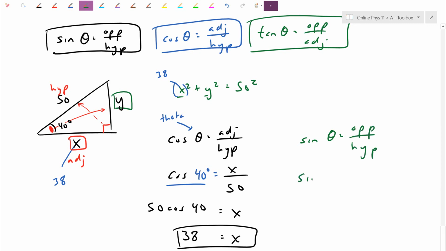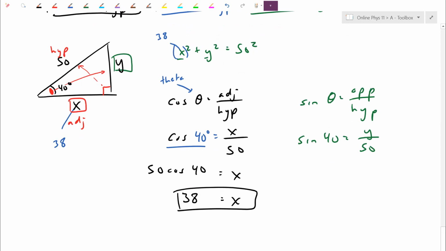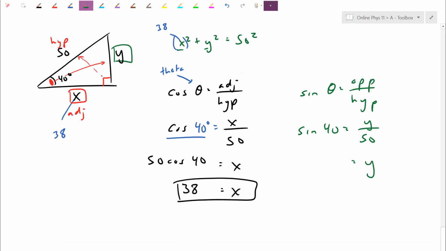In this case, I'm going to take sine of my 40 again. This time, my opposite side, the side that my eyeball is looking at, is going to be expressed as y divided by 50. Again, I want you to be comfortable. Well, y is going to be the opposite side, so 50 sine 40. Now I can fully express it here. 50 sine 40 gives you 32.